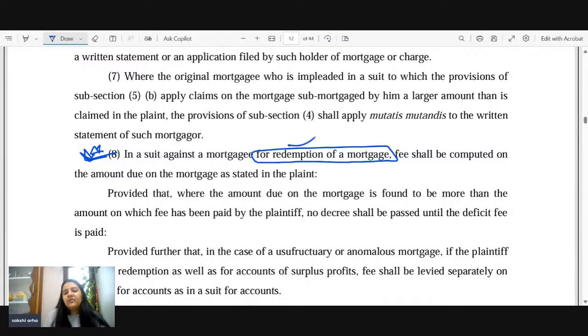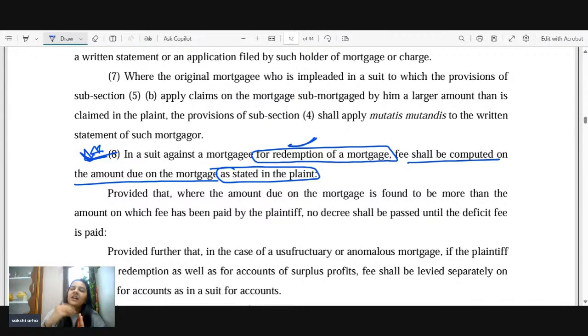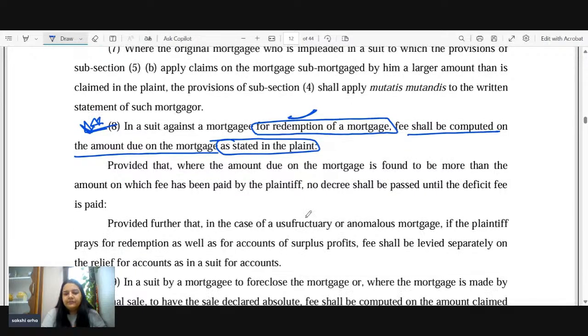अगर आप redemption का suit file कर रहे हो, if you're filing a suit for redemption, fee shall be computed on the amount due on the mortgage as stated in the plaint. Okay, redemption के case में जितना amount due. See, what is redemption? Redemption means I want to redeem my property back. I have paid the money. Now I want to take my property back. So in that case जितना amount आपने आगे वाले से लिया था, उस पे आपका fees calculable होगा.